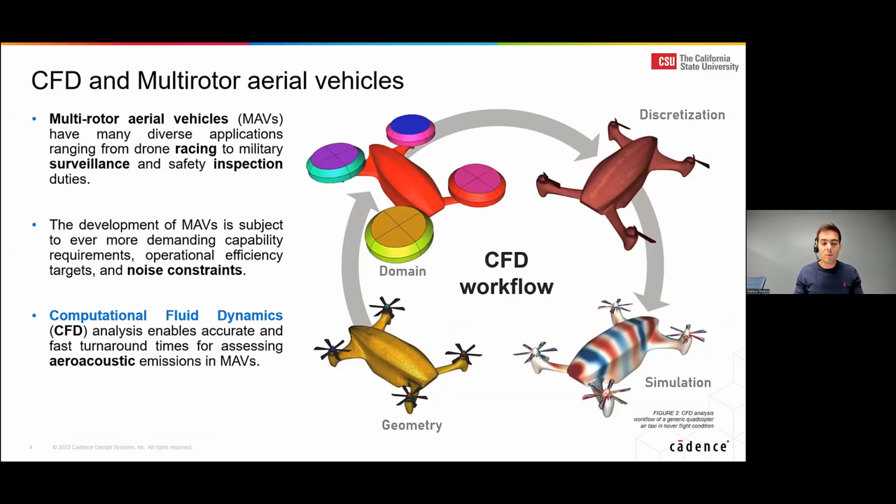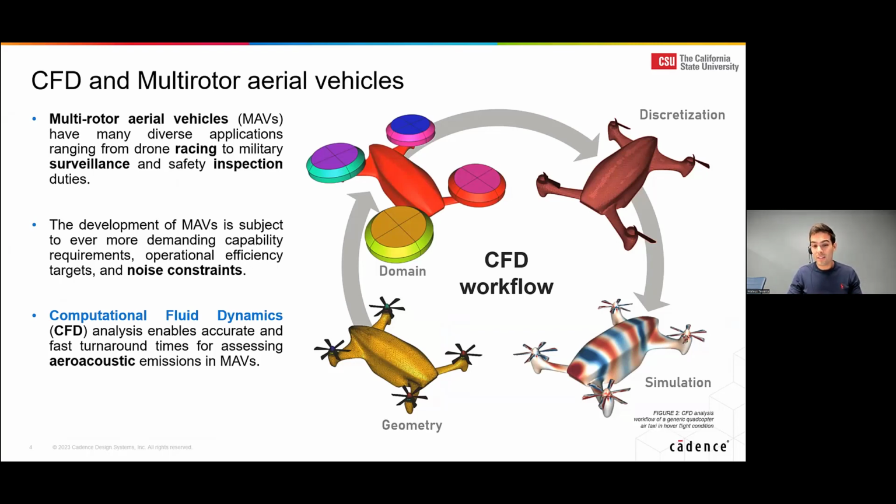Now, when it comes to multi-rotor aerial vehicles, we would be talking about vehicles which include several rotating components that produce lift. And nowadays, they're used for a wide range of applications, ranging from military applications, surveillance, safety inspections, and even drones following mountain bikes for nice Instagram videos, for example.